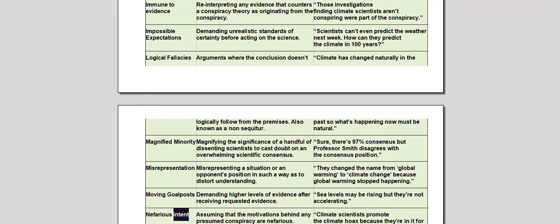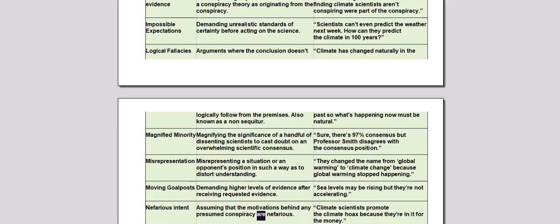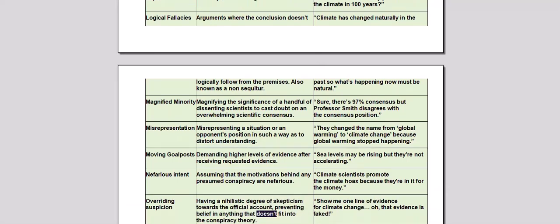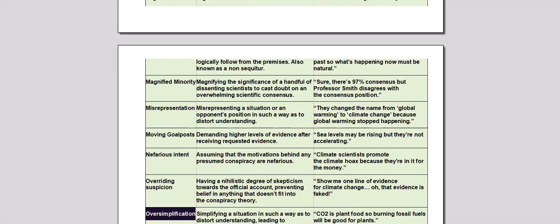Nefarious intent: assuming that the motivations behind any presumed conspiracy are nefarious. Climate scientists promote the climate hoax because they're in it for the money. Overriding suspicion: having a nihilistic degree of skepticism towards the official account, preventing belief in anything that doesn't fit into the conspiracy theory. Show me one line of evidence for climate change. Oh, that evidence is faked.